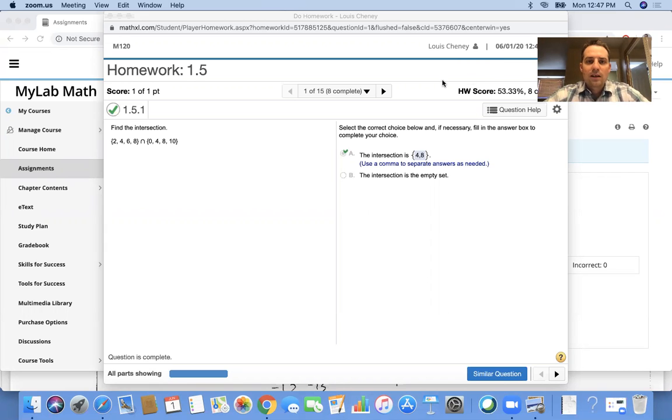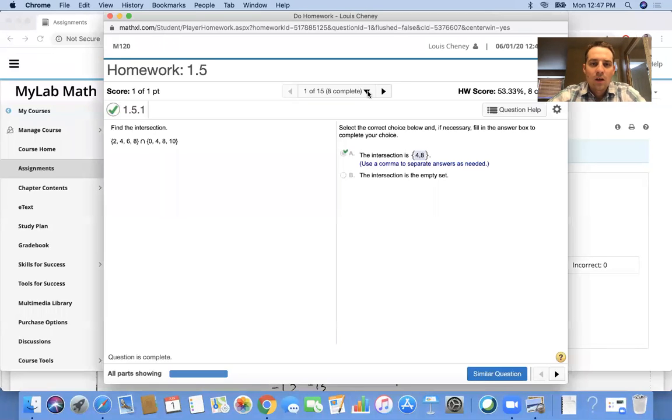Okay, so now that's out of the way, I wanted to talk to you about what the intersection means. That's what this symbol means. It means and. So what number is in both sets of numbers? The intersection would be 4 and 8, because 4 appears here and here, 8 appears there and there. So it's in both, so we call that the intersection.